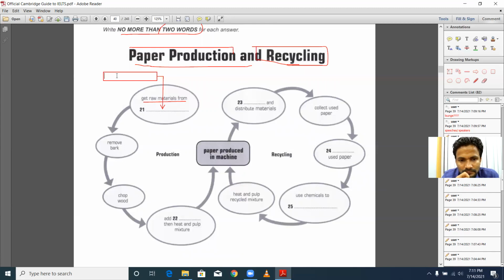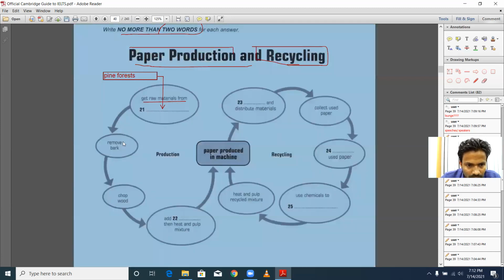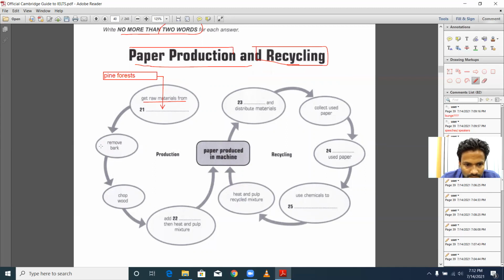The first step in the process is to get the raw materials. Yes, and they tend to come from pine forests. Okay. And then the bark is removed from the outside of the tree, and after that, the wood is chopped up. That's the first 3 stages. It sounds a bit complicated after that. It says water is added, and then the mixture is heated and made into pulp. This will be the thick paste that is used to make paper.